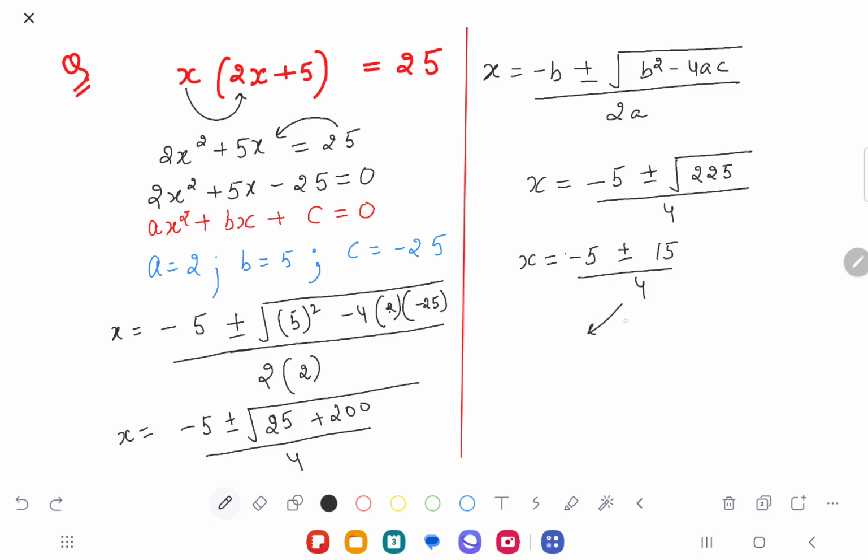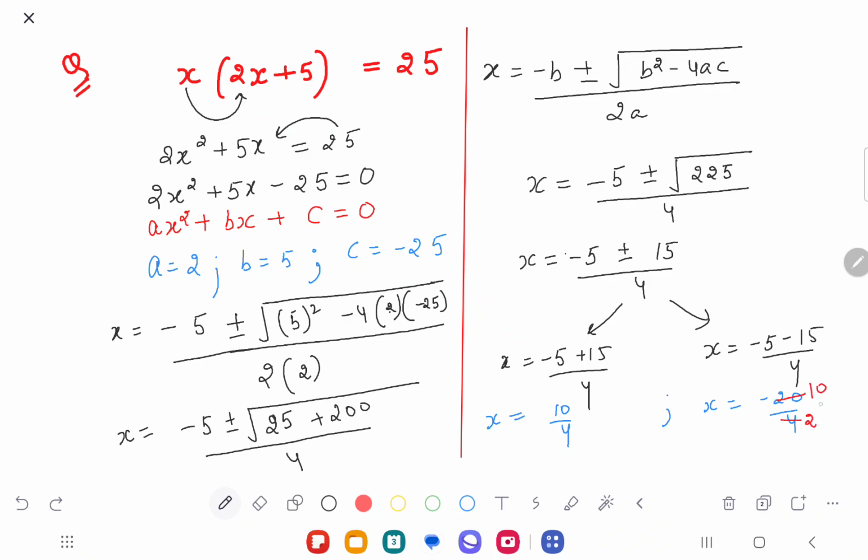So now x could take two values. X could be either minus 5 plus 15 over 4, or x could be minus 5 minus 15 over 4. So x shall be 10 over 4, and x shall be minus 20 over 4. If you cancel it out, 2 times 2, 2 times 5, you get x is minus 5, and x is 5 over 2. So these are the two values of x that would actually satisfy the given equation, right?